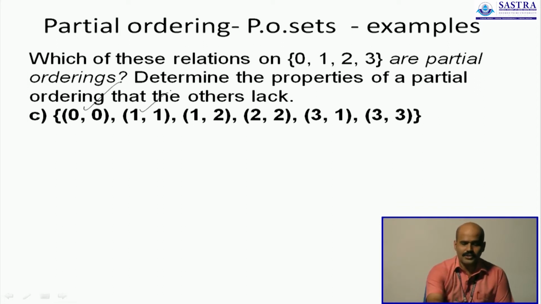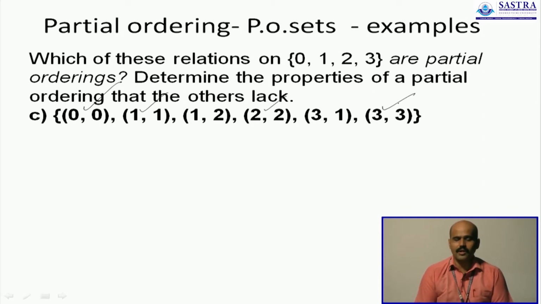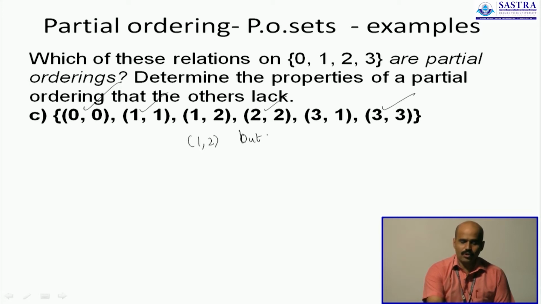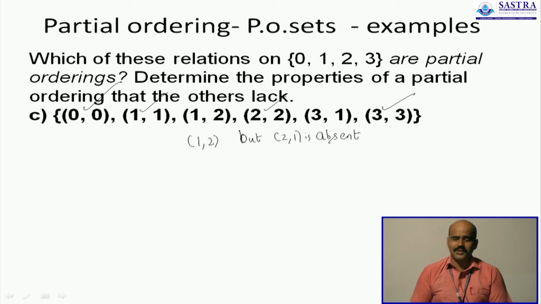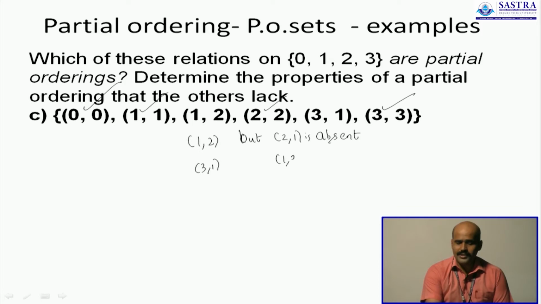Clearly this relation is reflexive. 0, 0, 1, 1, 2, 2 and 3, 3 are present. Further, we also see that for any 2 distinct elements 1 and 2, you have 1, 2 present, but we don't have 2, 1 present. 2, 1 is absent, and therefore when you have 2 distinct elements, only one pair is present, the other pair is absent. We have 3, 1, but 1, 3 is absent.